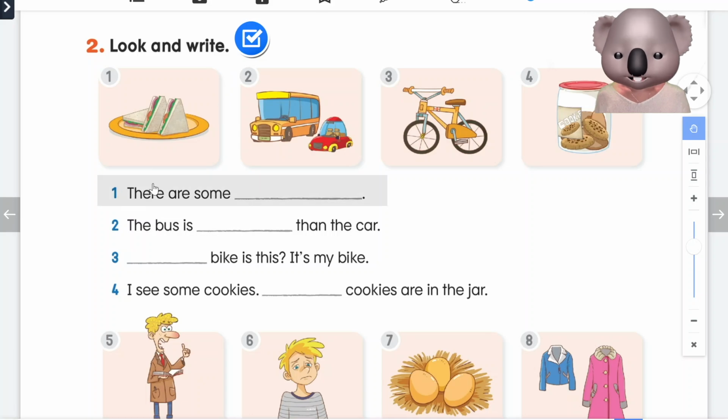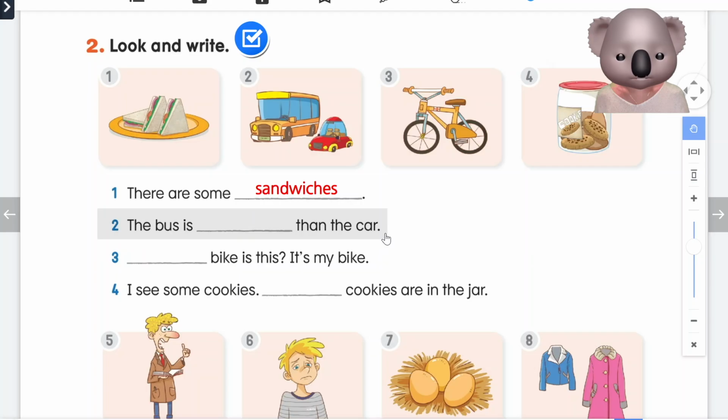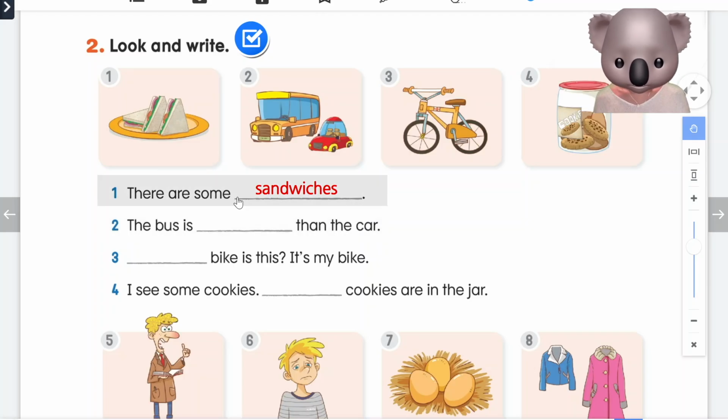Number 1, there are some sandwich가 아니라 if we make this plural, ch로 끝나는 단어들은 es 붙여야 되죠? Sandwiches. Number 2, the bus is blank than the car. 버스랑 차를 비교하는 거잖아. 그러면 er를 붙여야 돼. The bus is 더 크네.